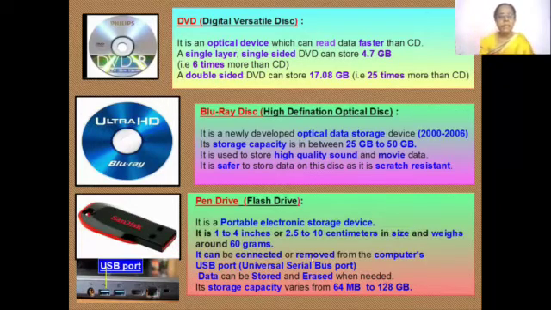Now it can be connected and removed from a computer. To connect it, you have to insert it into a port called the Universal Serial Bus Port. The data stored inside this pen drive cannot be erased unless you need to erase it. So data can be stored and erased whenever you need. It's a long life usage. It has storage capacity from 64 MB to 128 GB. You can find different storage sizes: 8 GB, 16 GB, 32 GB, 64 GB, up to 124 GB, starting from 64 MB. This is your pen drive.